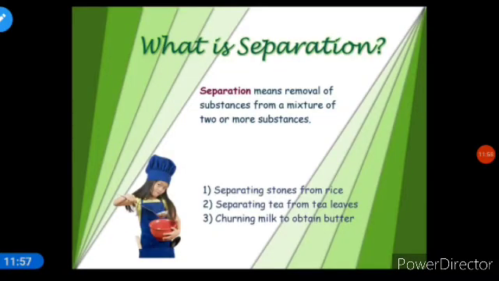Now next one is, what is separation? Very important. Why do we need separation? Separation means removing substances from a mixture of two or more substances. Simple. For example, separating stone from rice, separating tea from tea leaves, churning of milk to obtain butter. So in all these processes, we separate something from some other thing.